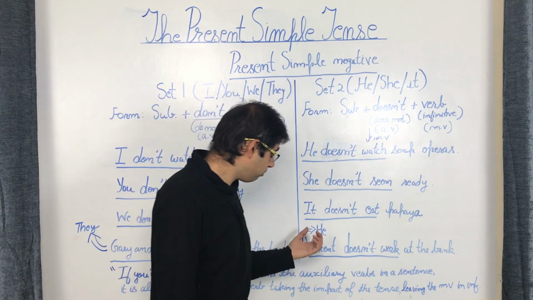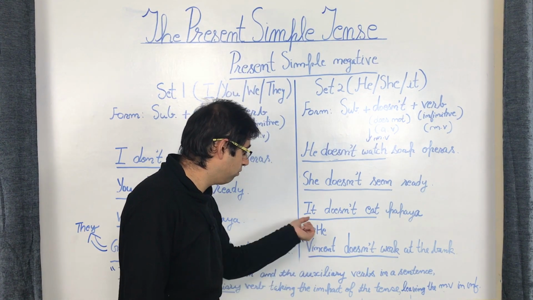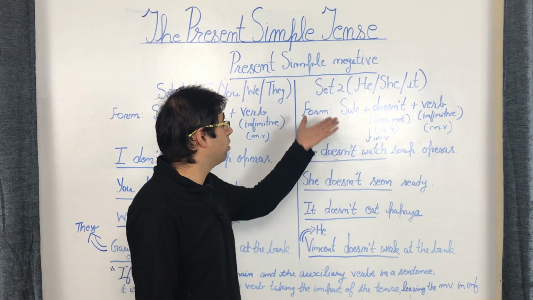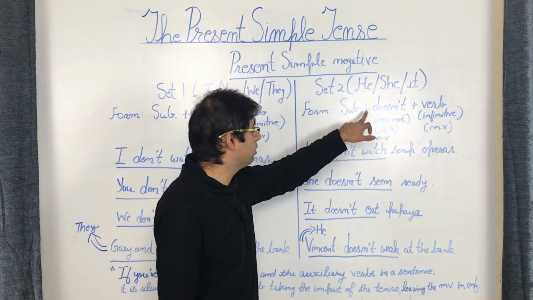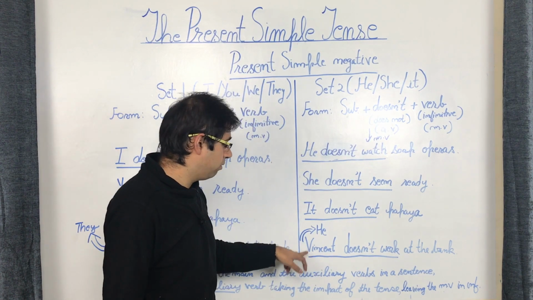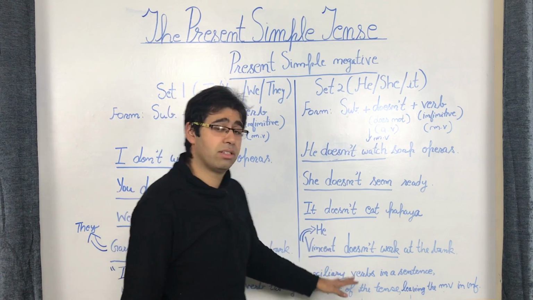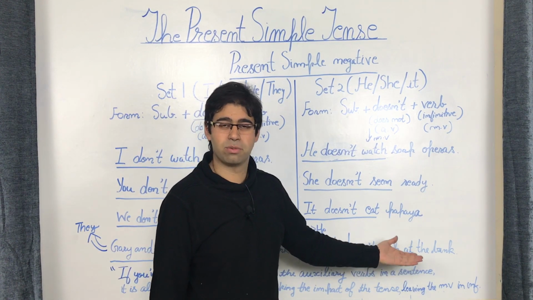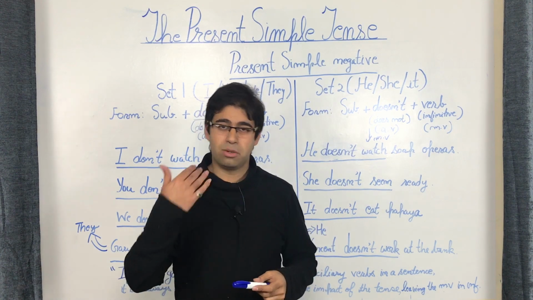Similarly, you've got Vincent doesn't work at the bank. Now, Vincent is the equivalent of he, therefore a component of set 2. So whatever applies to set 2 works for Vincent. You've got subject plus doesn't, hence you have Vincent plus doesn't. So you've got the sentence as Vincent doesn't work at the bank. So those were some examples showing you the use of the negative in set 1 and set 2.